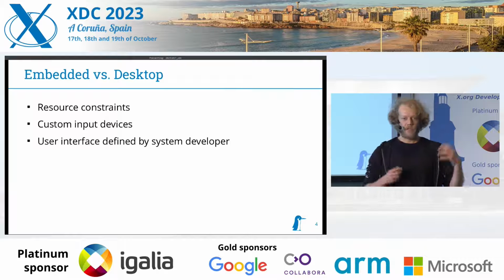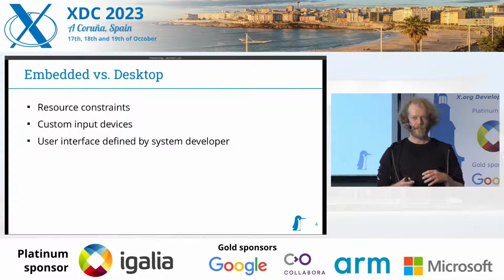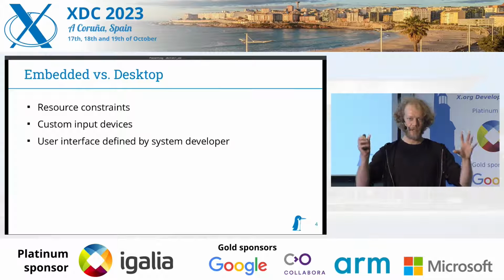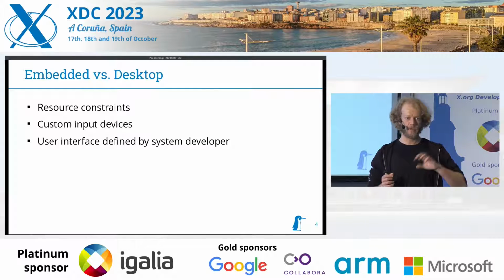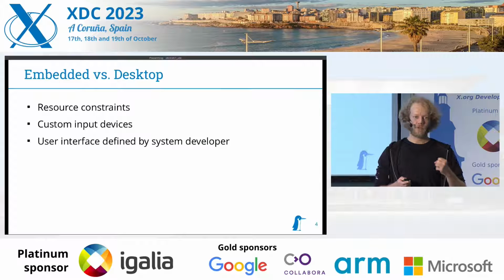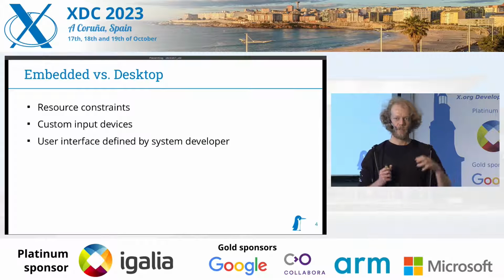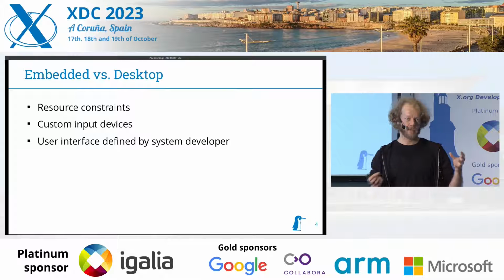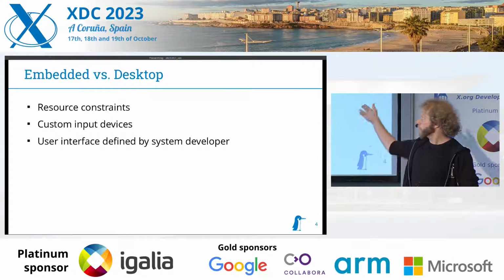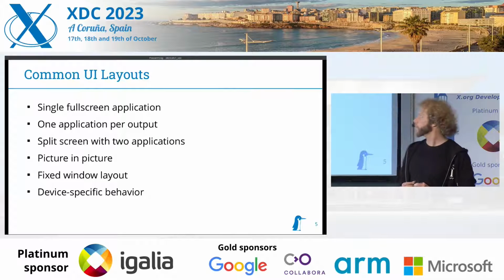And usually the user interface that you're interacting with is defined by the system developer. So on a desktop system, you have your desktop with windows, and as a user, you expect to move the windows around and be responsible for placing the windows. On an embedded system, you usually don't want the user to move the windows around, but you as a system developer and designer want to make sure that the window layout is exactly as you want. And this talk focuses on the last point, on how to manage the windows in an embedded system.